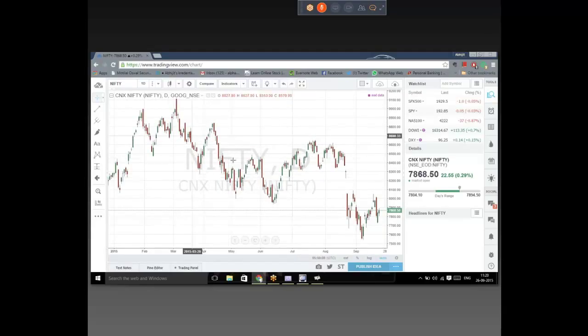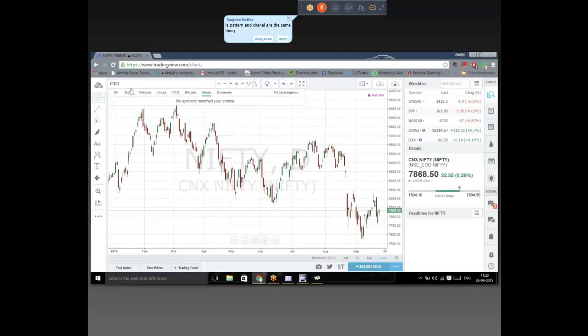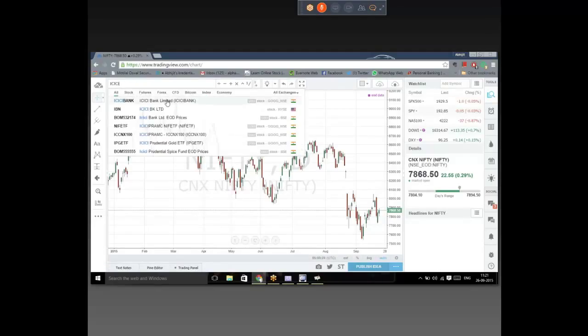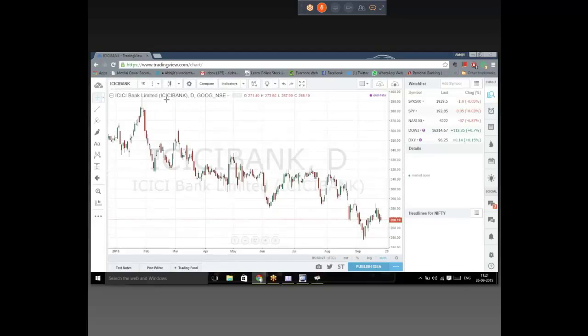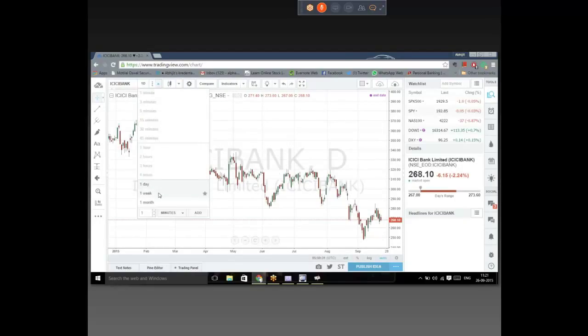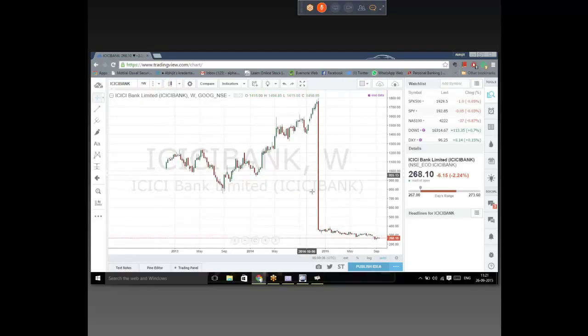So let's say if you want to look at ICICI Bank, the same place will let you open ICICI Bank. I'm on an index, that's why. So let's come to ICICI Bank. So here comes the daily chart of ICICI Bank. You can change the time frame. There must be some data error here because of the dividend or split that it's not adjusted.